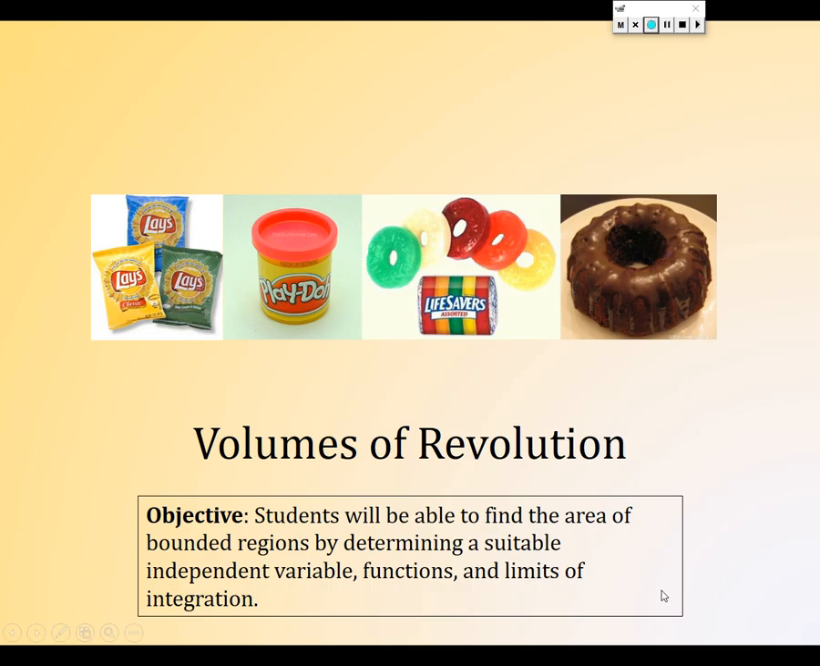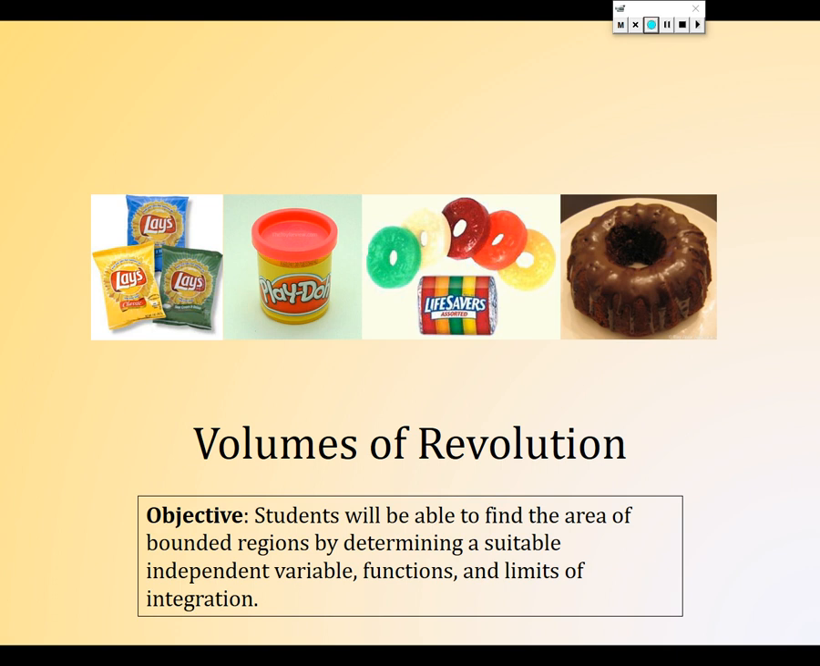Hearing no major outcries from the warm-up today, everyone got 12.019, hopefully, and hearing no major outcries from the homework. Let's begin our discussion about volumes of revolution, and at some point we'll describe why these four pictures are up here. But just know that this has everything to do with chips, Play-Doh, lifesavers, and bun cake, okay?